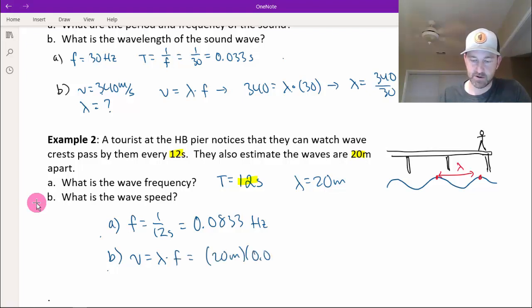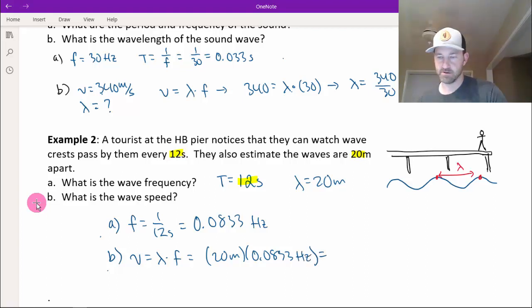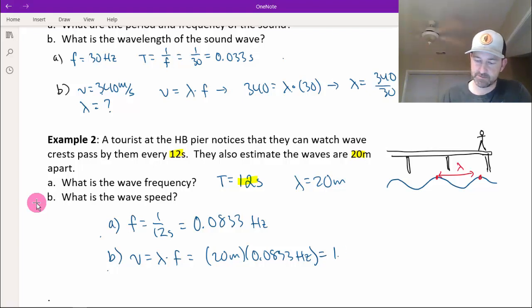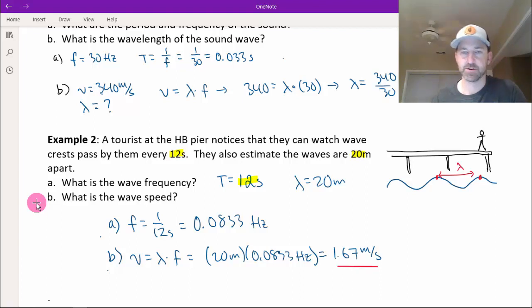20 meters times 0.0833 hertz, and that's going to give me a number. I don't know what it is though. It's 1.666666. Right? Yeah. So 1.67. Double check my numbers. Thought I typed something in wrong. So waves are going about 1.67 meters per second. Not too fast. You can run and actually follow the waves.